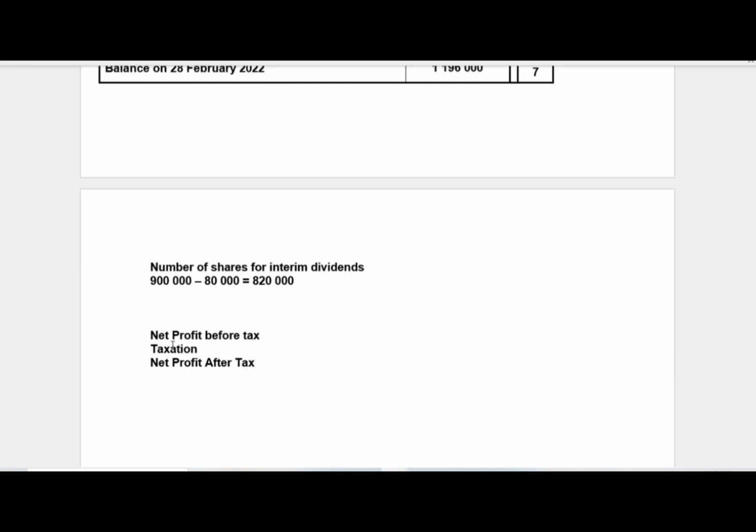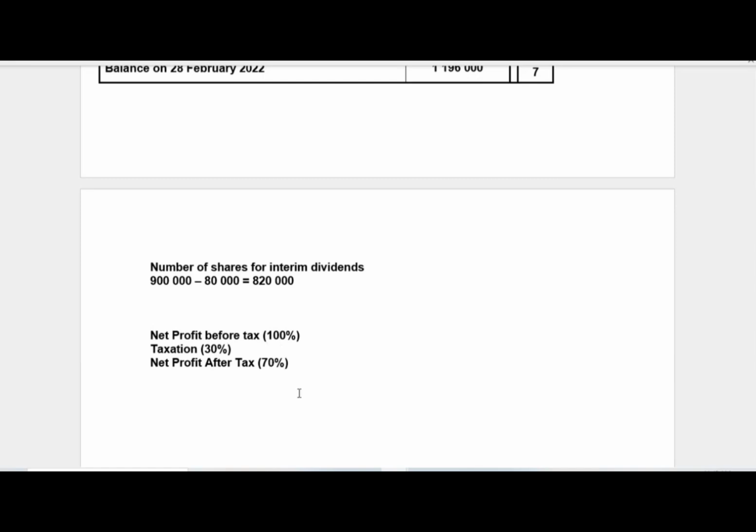Now they are saying to you, in percentage, taxation is 30%. Your income tax is 30%. That means your profit after tax is 70%, and your net profit before tax is 100%. I don't know if you guys are following here. Remember, here I'm outlining percentage, not rand value.